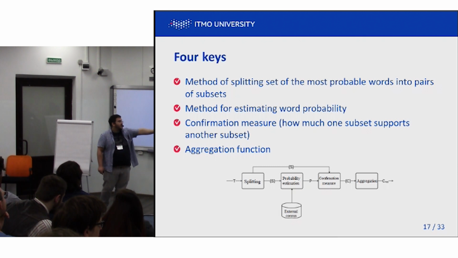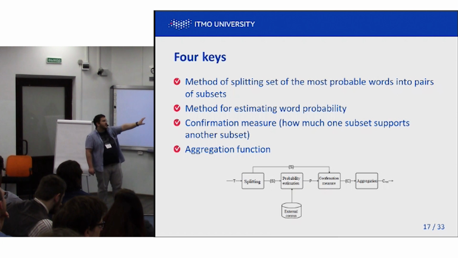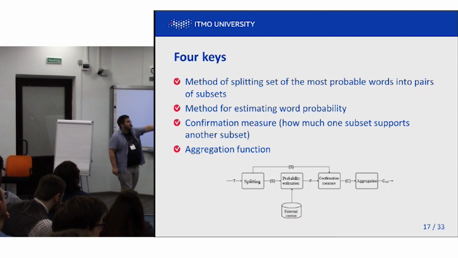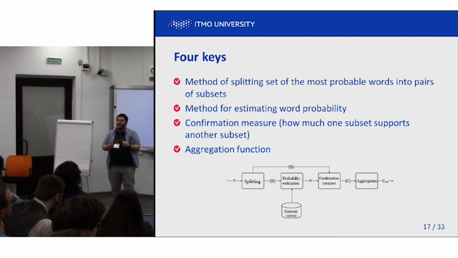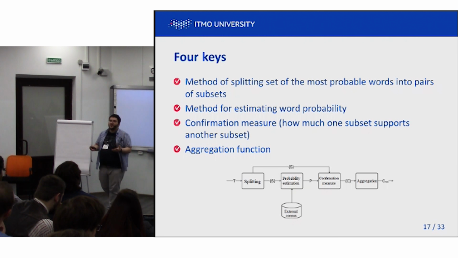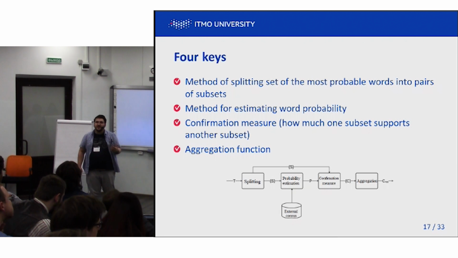So, the general scheme is the following. We have a topic, which is the most probable words. We somehow split them, estimate probability for what we have split, then evaluate the confirmation measure for each split, and then somehow aggregate. Thus, we have a measure of how interpretable a topic is.